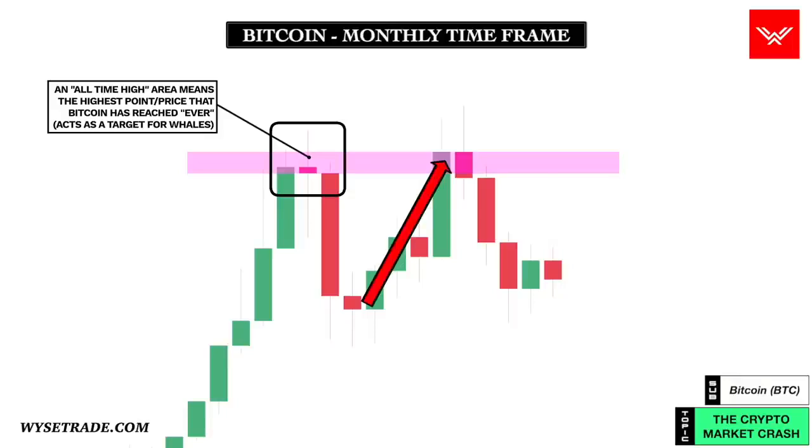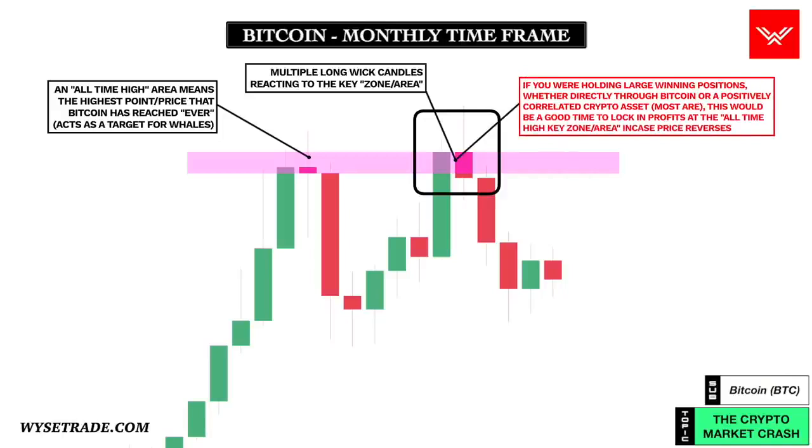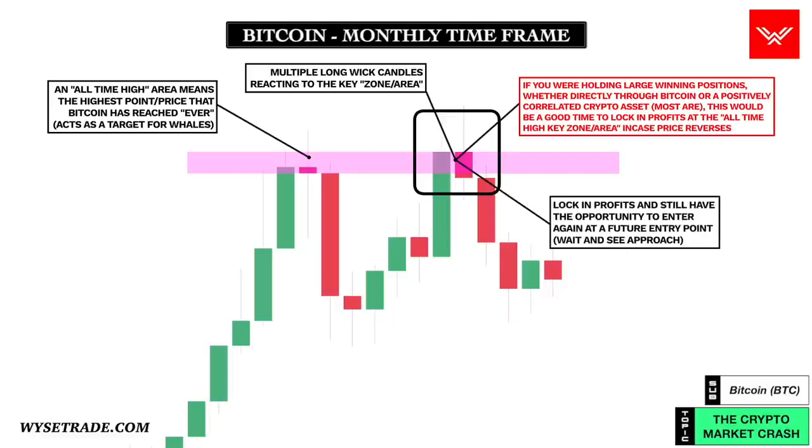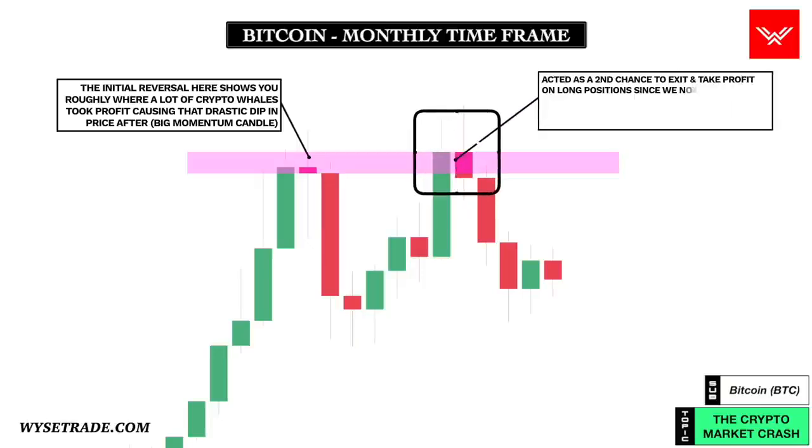As price came up to this level, you had multiple long wick candles reacting to the general key area and zone. Now, we're not saying you should have shorted Bitcoin, but if you were a holder who was running with a very large profit and with many large positions, whether directly through Bitcoin or a correlated crypto asset, this would be a good time to consider closing out positions to lock in profits and then wait for another possible future entry point. So the initial reversal here shows you roughly where a lot of whales initially took profit, causing the drastic dip. Then, this second move back up to the all-time high price acted as a second chance for traders to close long positions, as now they know where the parameters of the playing field are.